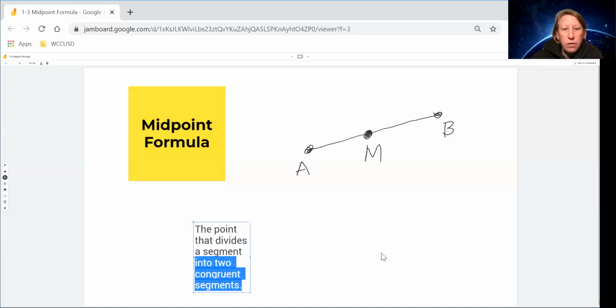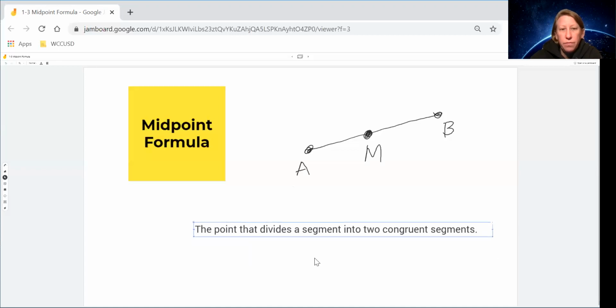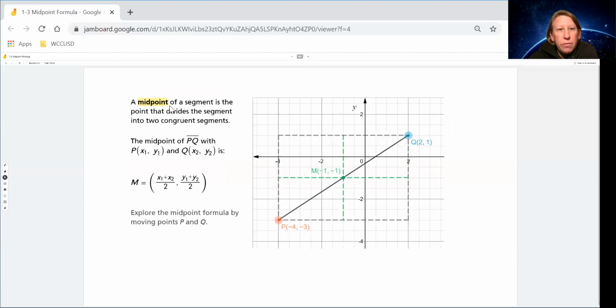And there's a formula that we can use to find that. So that's the definition. Here you can see it: a midpoint of a segment is the point that divides the segment into two congruent segments. This point right here is the midpoint. It's exactly in the middle between P and Q. PQ is the segment, and point M is the midpoint.